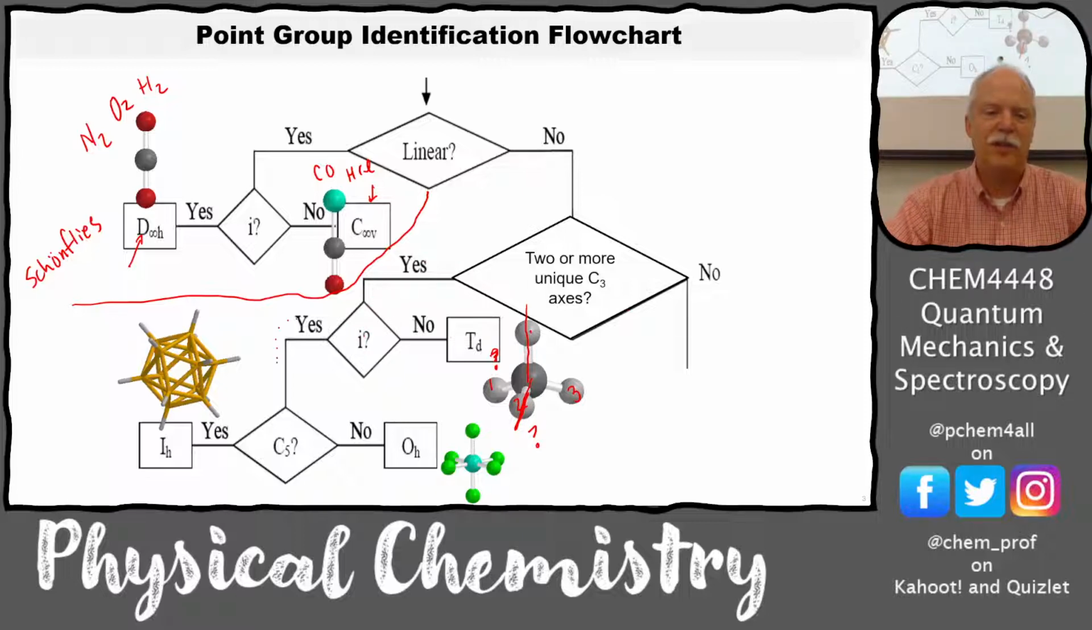If it does have an inversion center, then you're over here, and it's asking, does it have 5-fold symmetry? This is a C5 axis. Okay, so 5-fold symmetry question. An icosahedron has 5-fold symmetry, an octahedron does not. Okay, and so it's really just deciding between an icosahedron or an octahedron. And so this is the flow chart. This is how you go through the flow chart. I'll show you the next one.